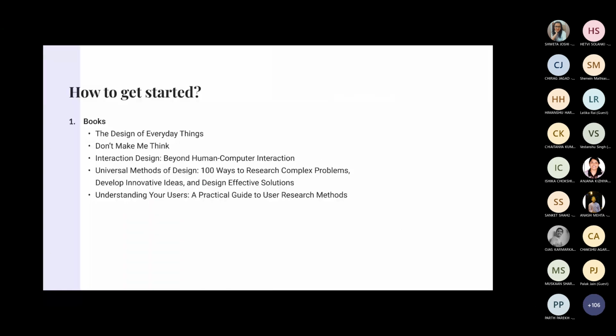So how would I get started at any stage? There are some books here that are really good when you want to start to understand the broader field. So I'm not talking about just UI UX, but HCI, how things are designed, how products are designed. The first book, for example, is not just about how digital products are designed, but very basic functions like doors.